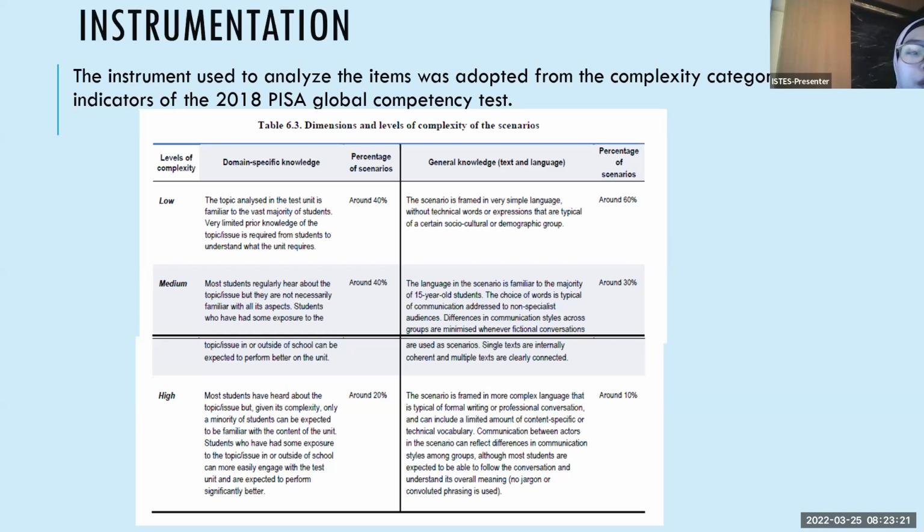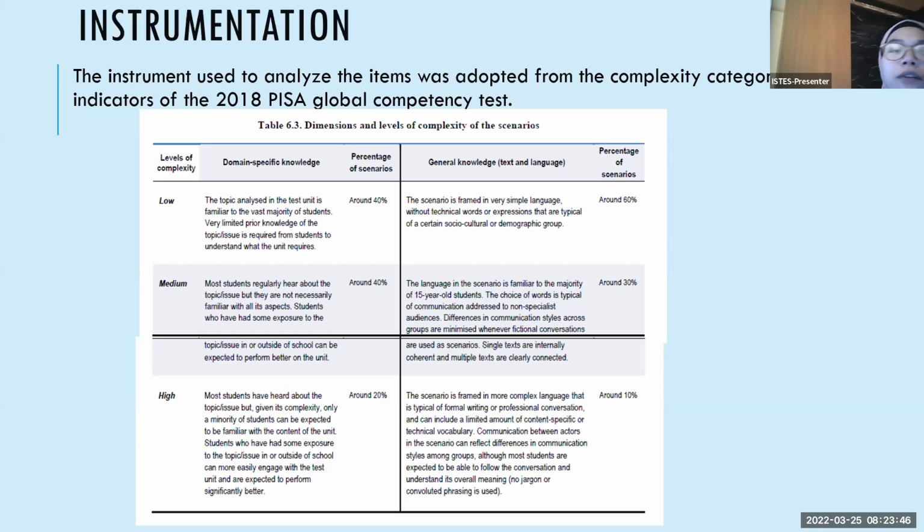And there are 2 aspects of the complexity of global competence: domain-specific knowledge and general knowledge. Domain-specific knowledge is about the content, and general knowledge is about the text and language. So we compare this formula with the integration of global competence in the science textbook.